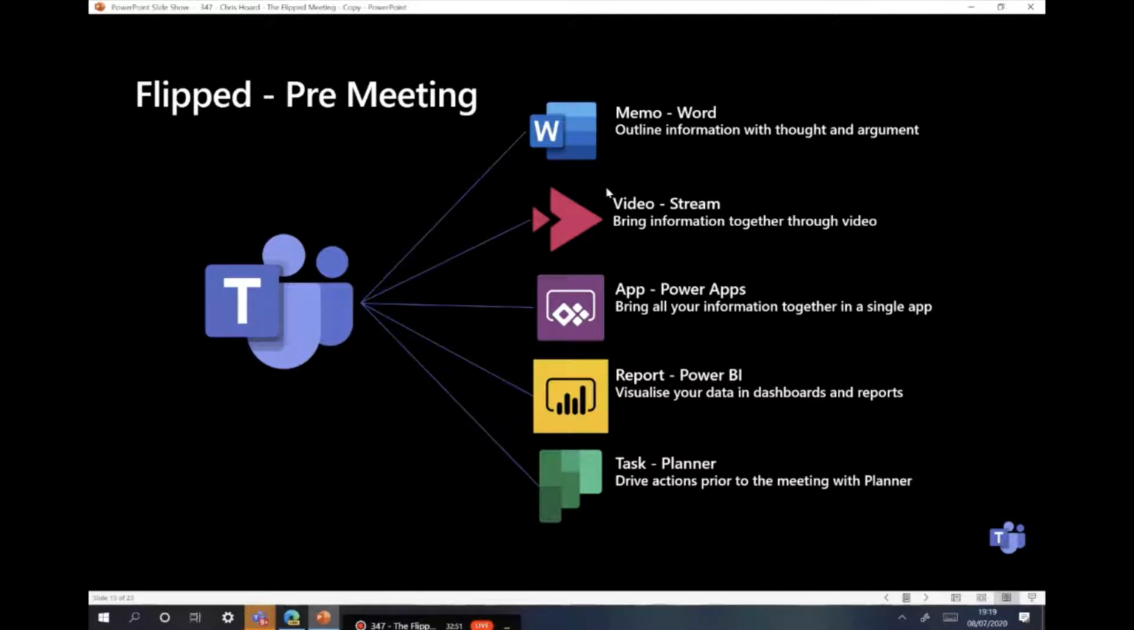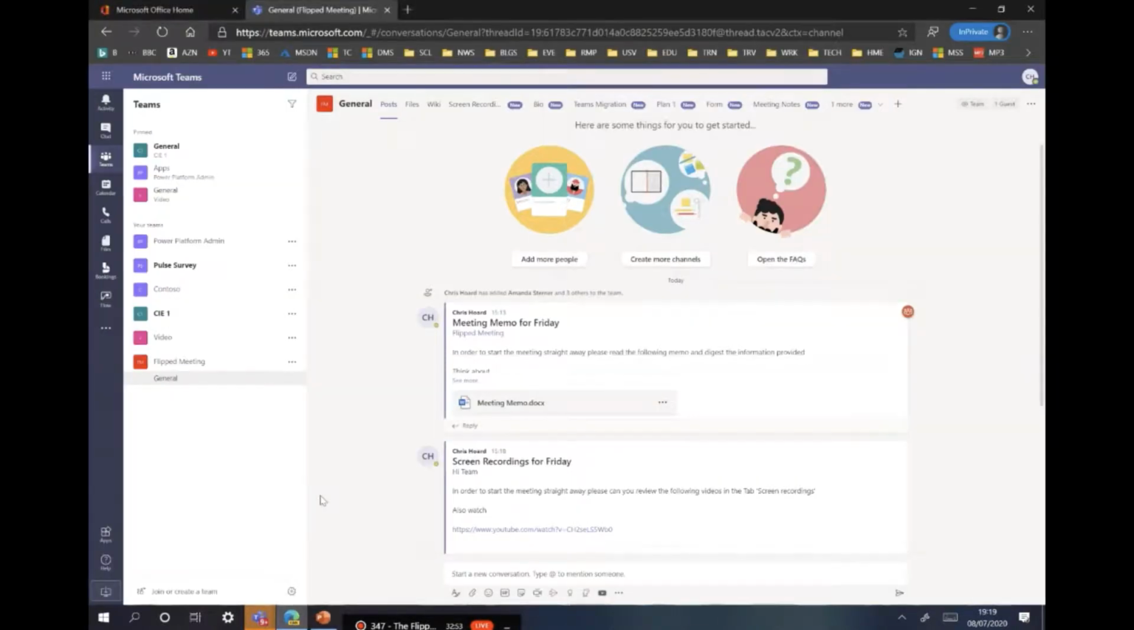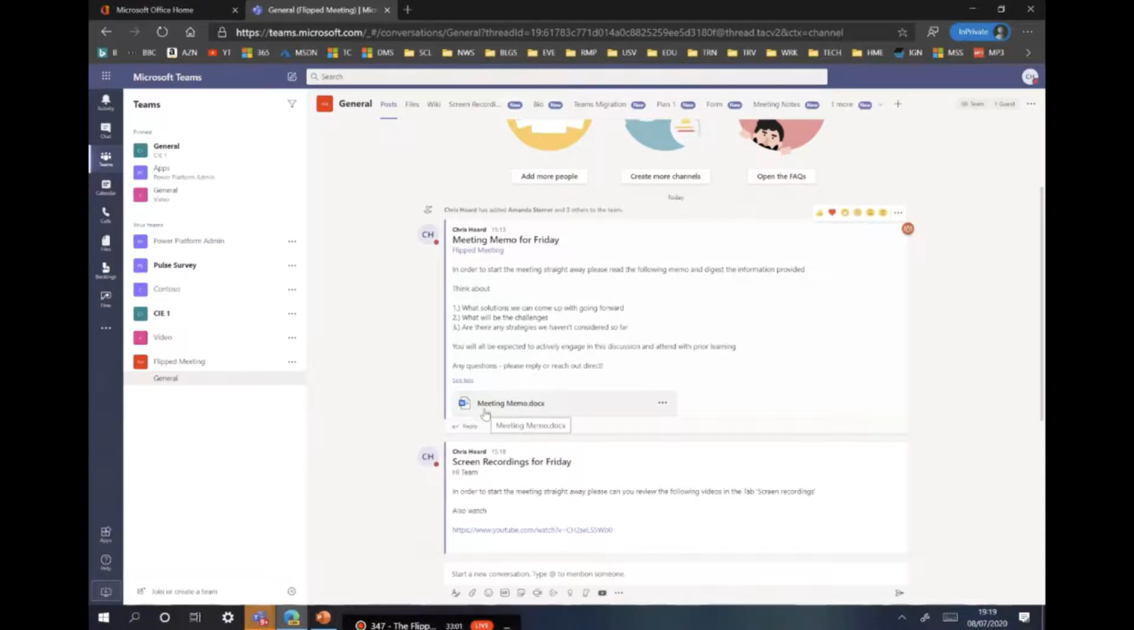So the first one, a memo in Microsoft Word. You can see here, I have my team and I have my general channel. I can send meeting memos with Microsoft Word into the team so users can begin to think about that straight away. I can mention the whole team who will be coming to the meeting. I can tell them what I want them to think about. I can tell them what the expectations will be, and then they can easily access their file and begin to consume that information immediately.